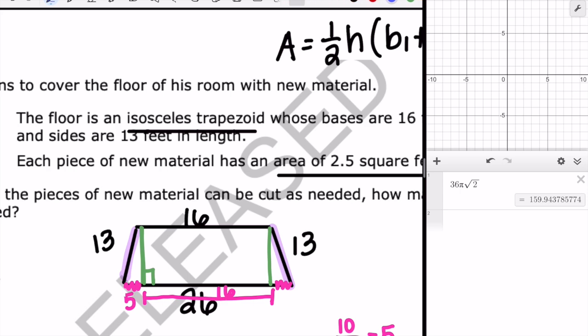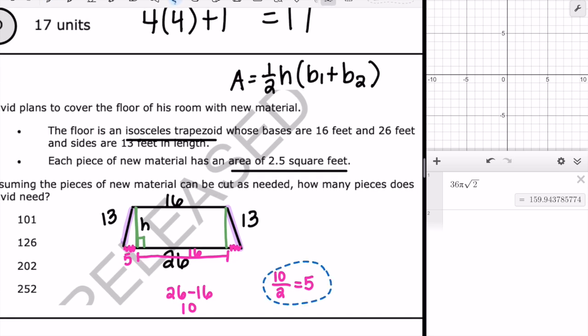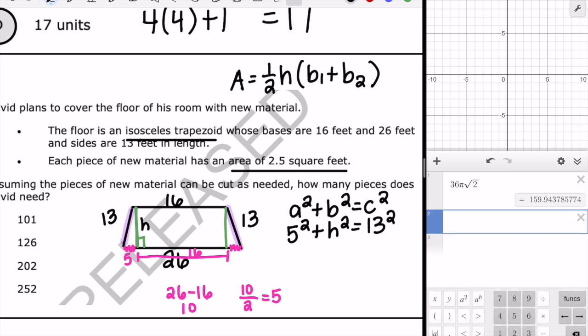So now all I need to do is do Pythagorean theorem to find the height, and I can plug in what I know. All right. So I'm looking at a squared plus b squared equals c squared. So my a we'll say is 5. My b is h because that's the height that we're trying to find. And the hypotenuse is 13, so 13 squared. So once we solve that, we got 13 squared minus 5 squared.